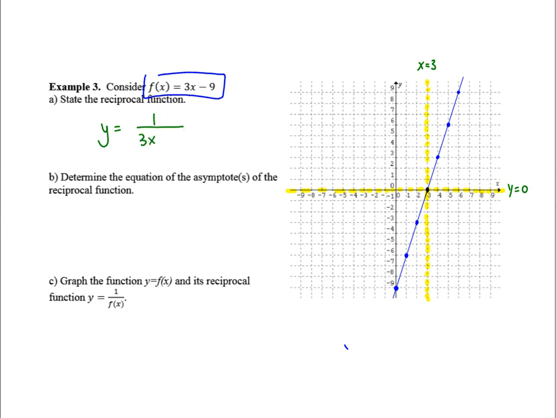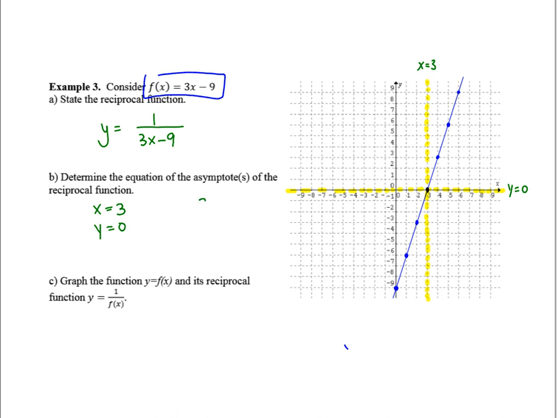1 over 3x minus 9. So we can see that our non-permissible value is the same thing as where our asymptote is, which is also where the original x-intercept was. We said x equals 3 is one of them, y equals 0. Those are the equations of the asymptotes. Okay.